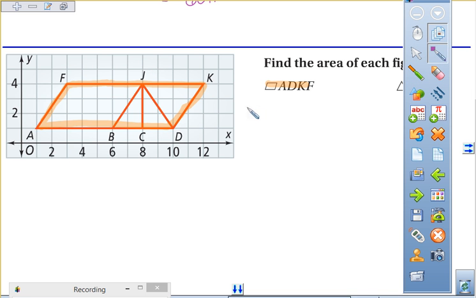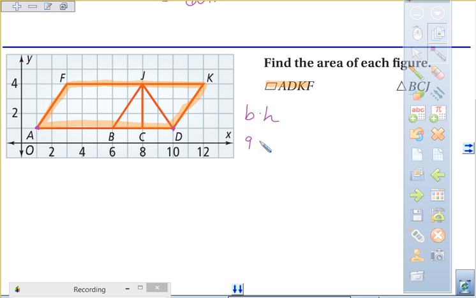Find the area. So if it's a parallelogram, we're doing base times height. So we're starting at 1 and going over to 10. So looking at the coordinates, from 1 to 10, I would say that's 9 units long. And then the height, remember we have to be perpendicular, so that's going to be 3. So the area of that orange parallelogram is 27 square units.